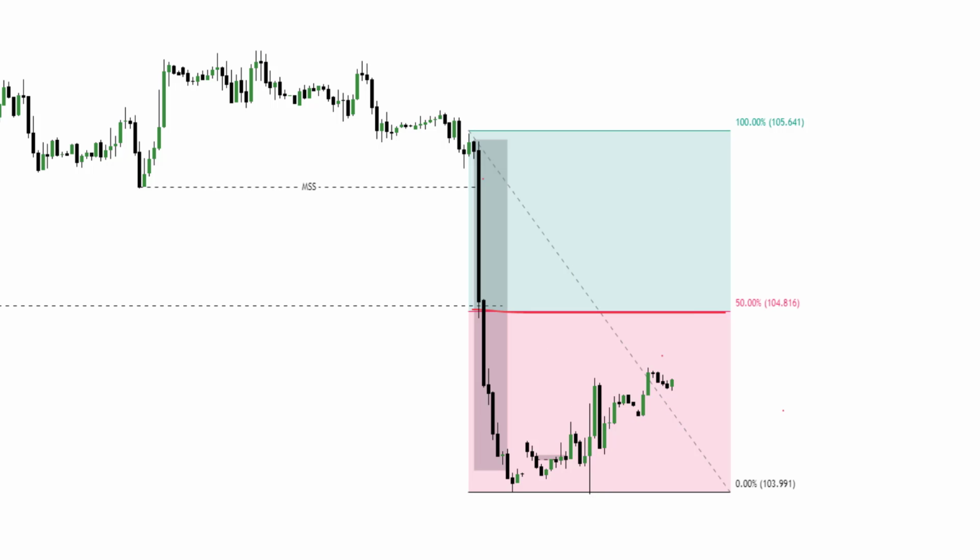From the 1 hour time frame, you can see price doing what? Break of structure to the upside, break of structure to the upside. I am expecting price to keep going to this area. So that is my bias on the DXY.